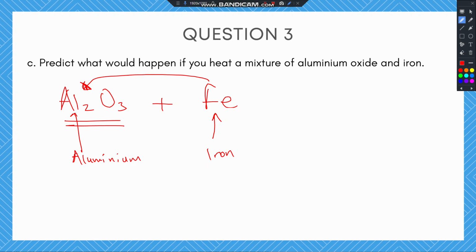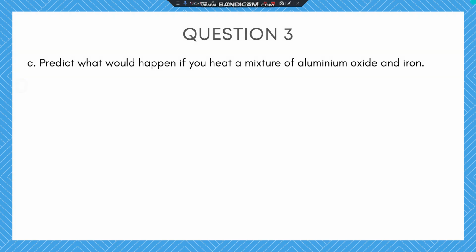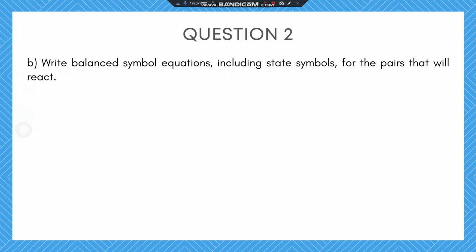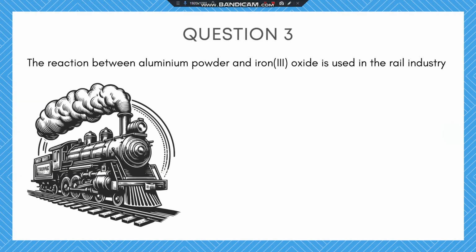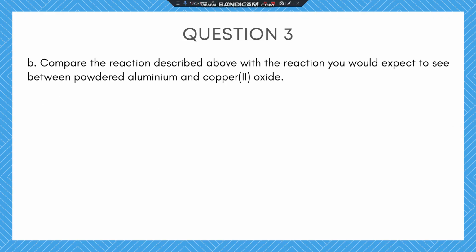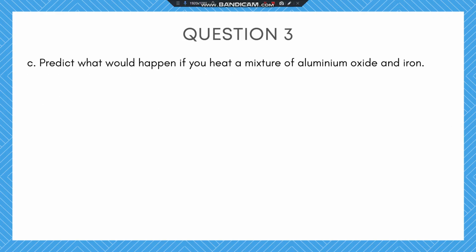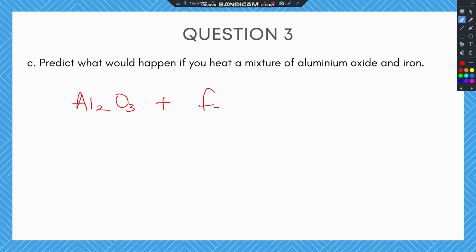Let's check out which of them is more powerful on the reactivity series. So on the reactivity series, we can see the position of iron over here and the position of aluminium over here. So we can see that aluminium is way more powerful than iron. So that automatically means that iron will not be able to displace aluminium from its compound. So if we have this reaction between aluminium oxide, Al₂O₃, and iron, there will be no reaction.